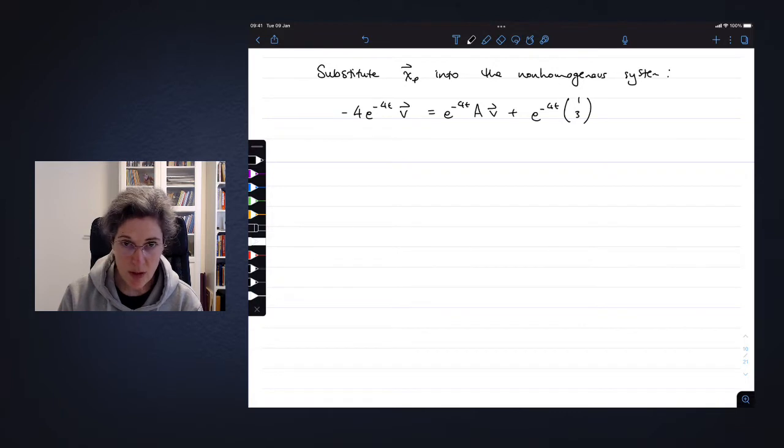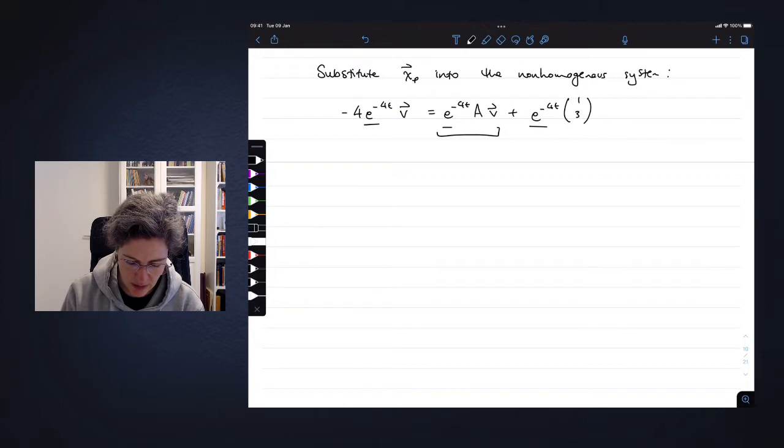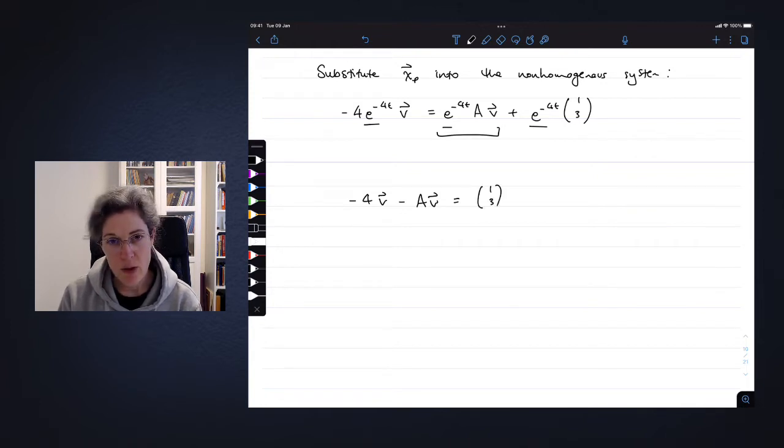Okay, so what do we do next? Well, we're going to divide through by e to the minus 4t, which is never equal to 0, and I'm going to bring this term over to the left. So I've got minus 4 times v minus A times v is equal to (1, 3). Now a little bit of rewriting. I'm going to multiply through by minus 1 just to make things a bit easier.